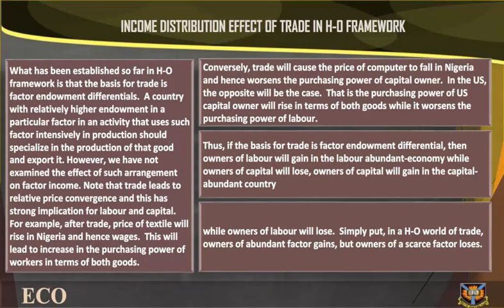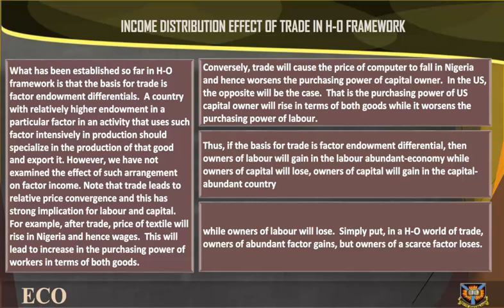Income distribution effect of trade in the HO framework. What has been established so far in the HO framework is that the basis for trade is factor endowment differentials. A country with a relatively high endowment in a particular factor, in an activity that uses such factor intensively in production, should specialize in the production of that good and export it. However, we have not examined the effect of such an arrangement on factor income.